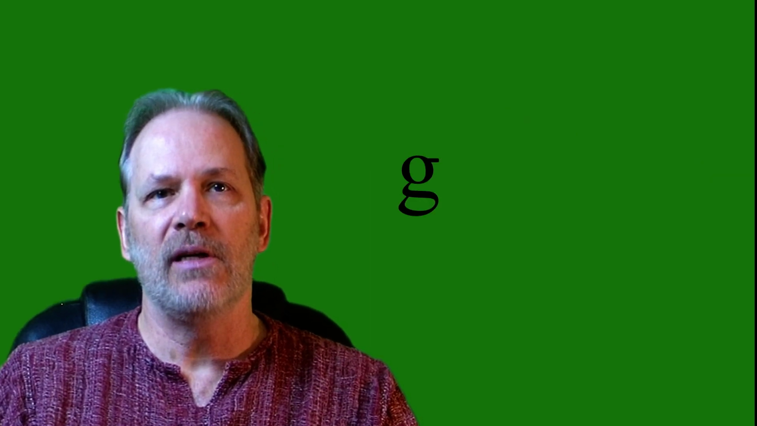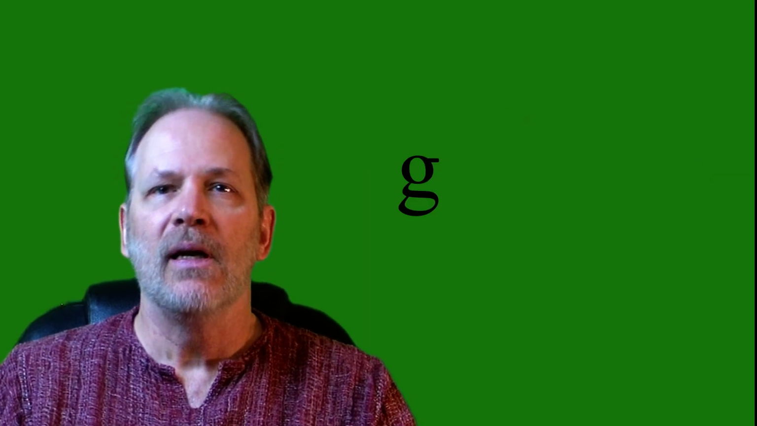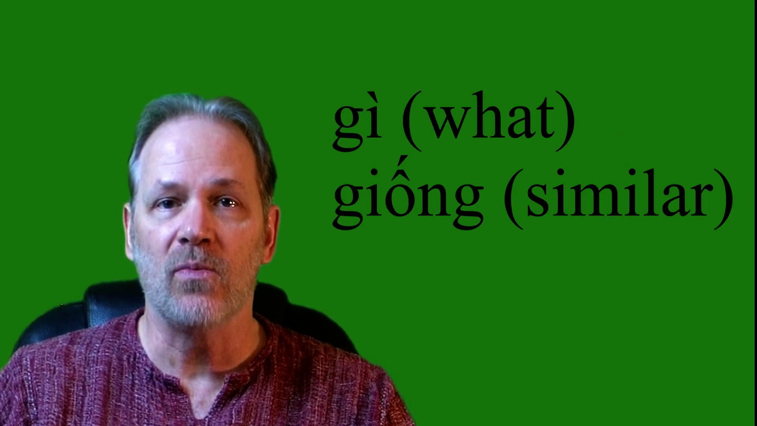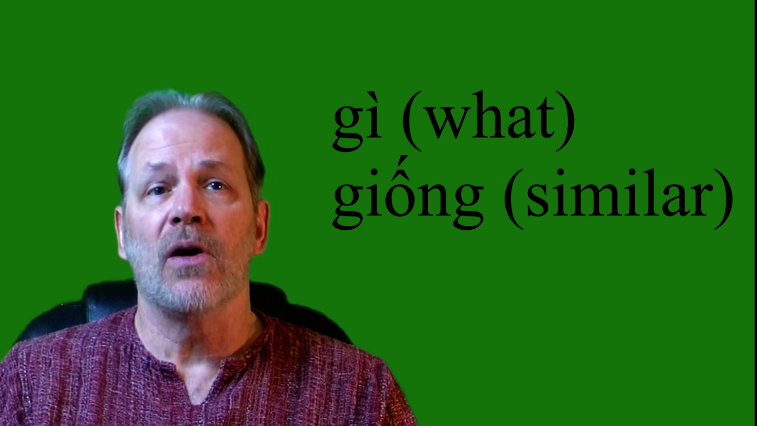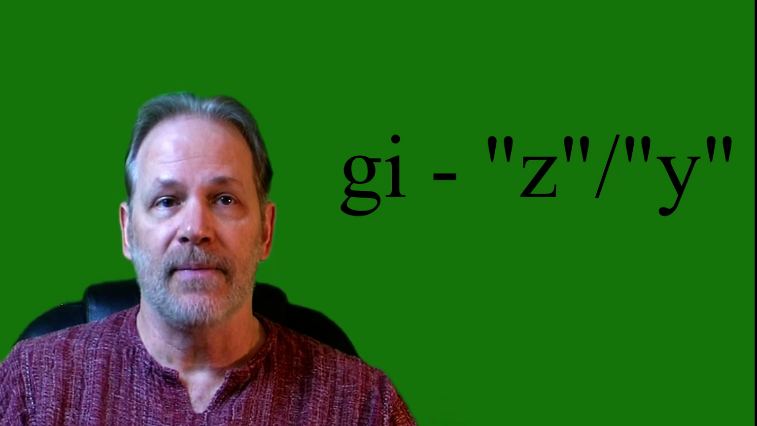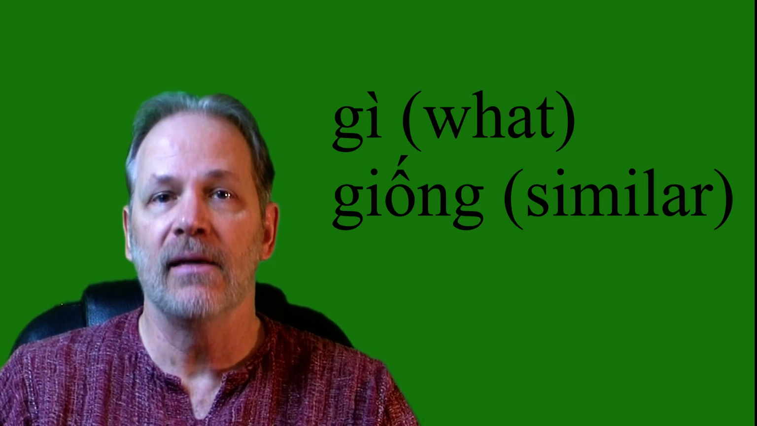G is another one that you need to know a few rules about. It's usually pronounced the same as an English G, except when it's in front of an I, like in the words gi and giong. That's northern pronunciation. So in the north, when it's combined with an I, it's pronounced like a Z. In southern dialects, it's pronounced more like a Y. So in the south, they would say yi and yong.